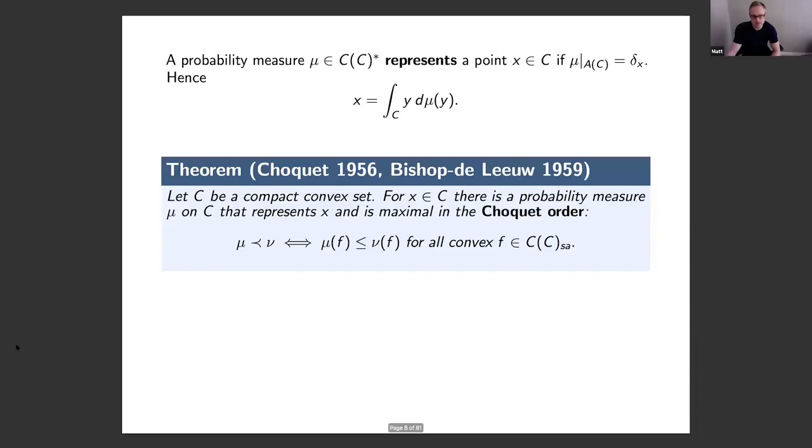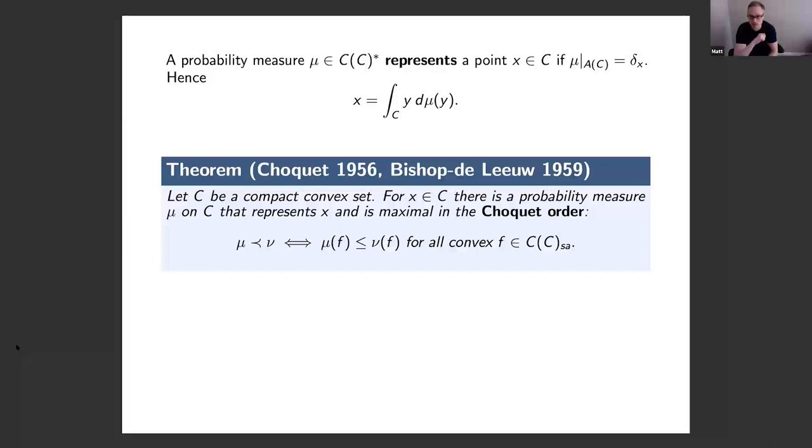And a theorem of Choquet and Bishop–de Leeuw, Choquet in the metrizable case, Bishop and de Leeuw in the non-metrizable case, says that for every point x in C, I can find a representing probability measure for the point that is maximal in something called the Choquet order. The Choquet order is defined by saying that, if I have two probability measures, mu and nu, mu is dominated by nu if the integral of any continuous convex function against mu is less than or equal to the integral of the same function against nu.